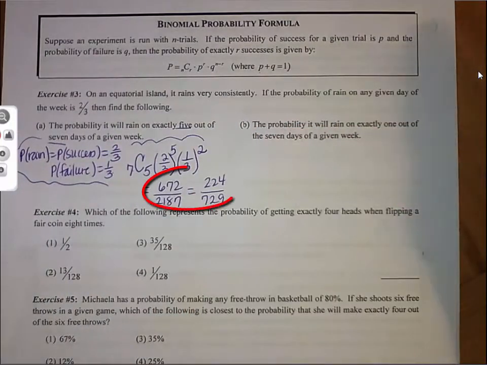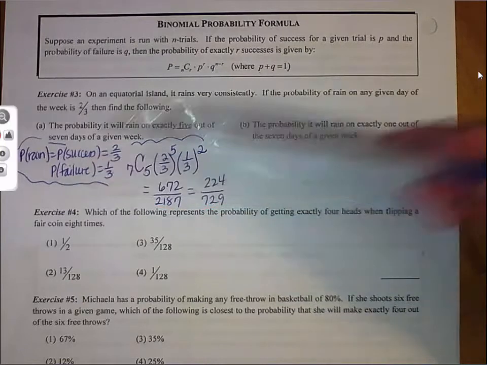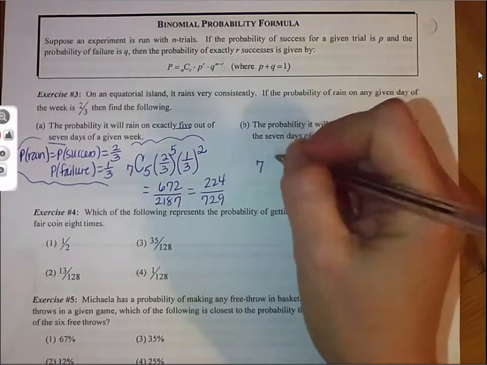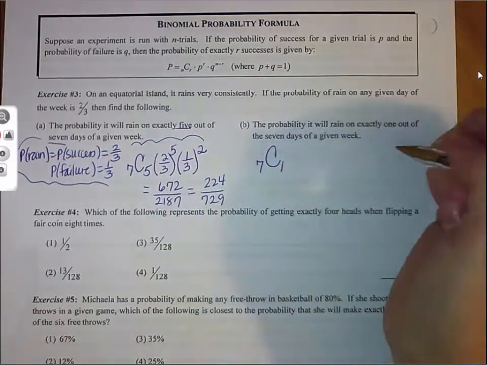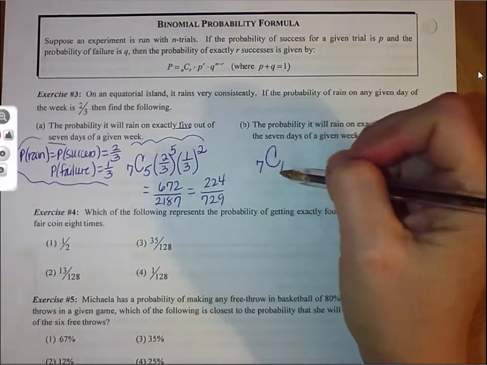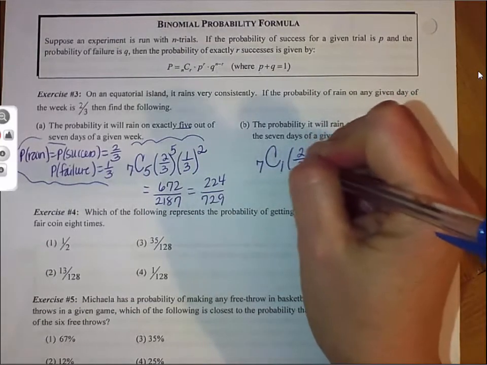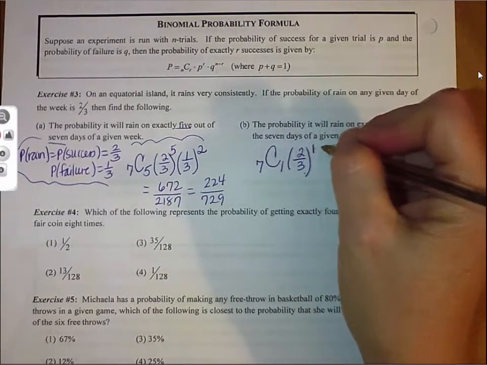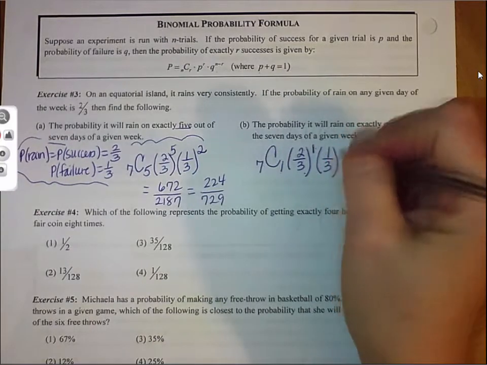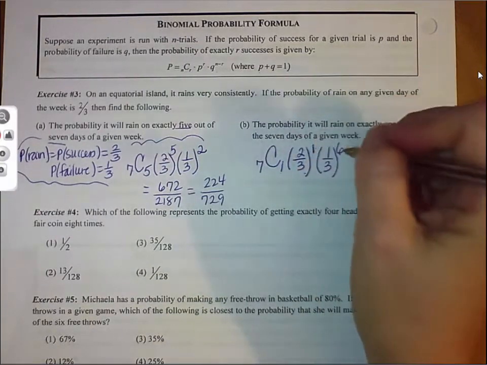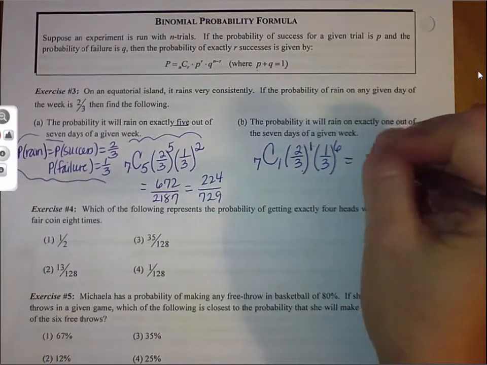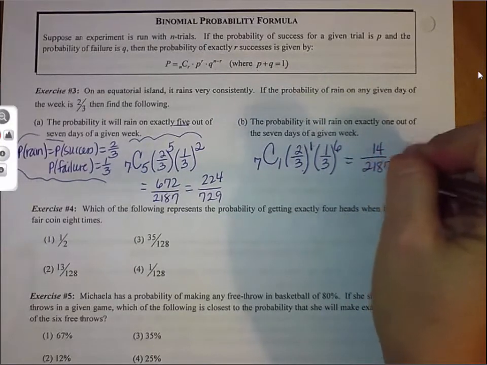So let's find the probability that it will rain on exactly 1 of the 7 days of a given week. So my success and failure are not going to change. It's the same problem. But here it's the combination that changes. Out of the 7 days in that week, I'm only curious about rain on 1 of those days. So now my combination is 7C1. It's going to rain only once in those 7 days, so my probability of success 2/3 to the 1st, times my probability of failure 1/3 to the 6th. If it rains 1 out of 7 days, it does not rain 6 out of 7 days. Again, you clean that up, and you get 14 out of 2,187.